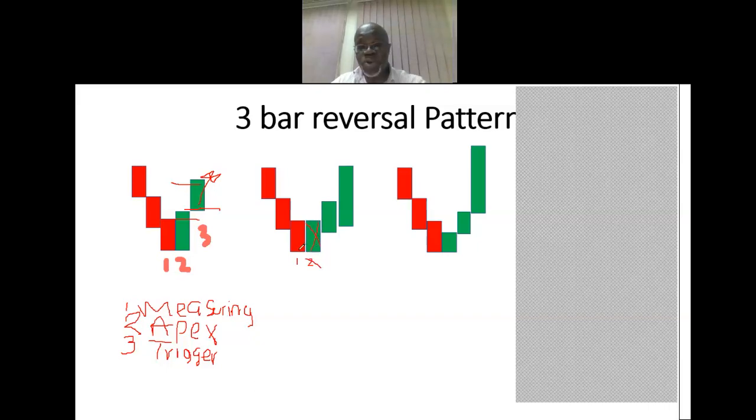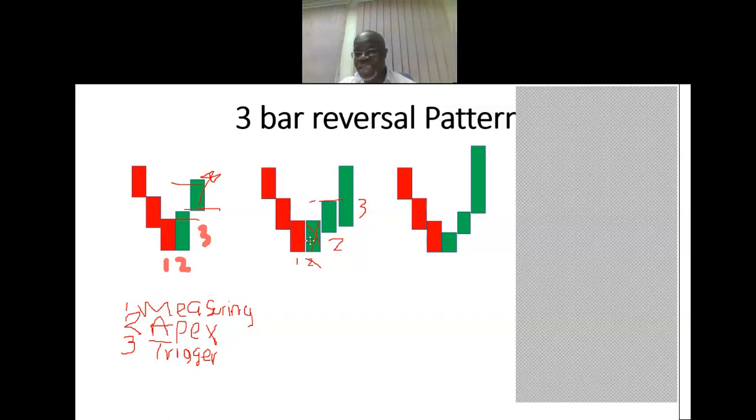Why? Because it's the same size and length as that one. So really, this is 1, 2, and this becomes your number 3. Please note that the fact that this is not there means that this becomes your apex. And you only enter the trade when it closes. It's supposed to close above our measuring candle. Supposed to close there.